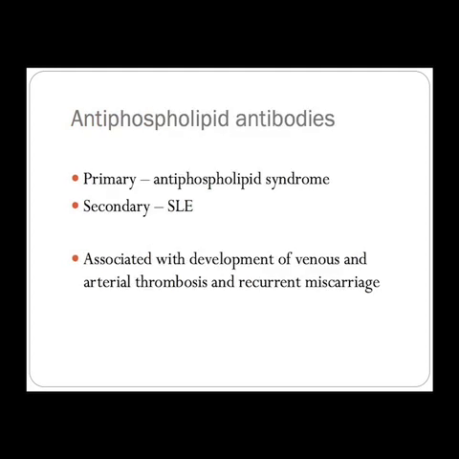The presence of antiphospholipid antibodies may be either primary, in the primary antiphospholipid syndrome, which is unassociated with other autoimmune phenomena, or secondary, the secondary antiphospholipid syndrome, which is commonly associated with SLE. These antibodies are specifically associated with the development of venous and arterial thrombosis and recurrent miscarriages. There are two major ways of measuring them, either with the anti-cardiolipin antibodies or the lupus anticoagulants. Specifically, the lupus anticoagulants are associated with excess procoagulant activity.